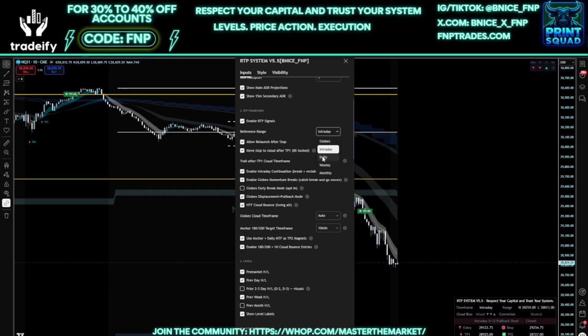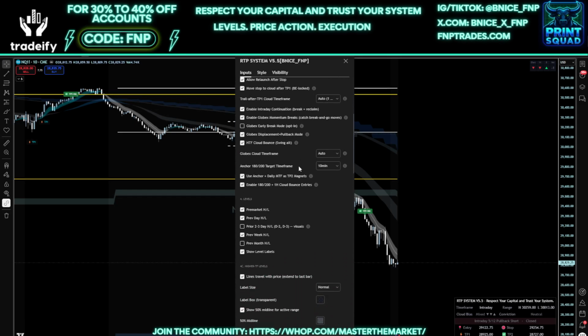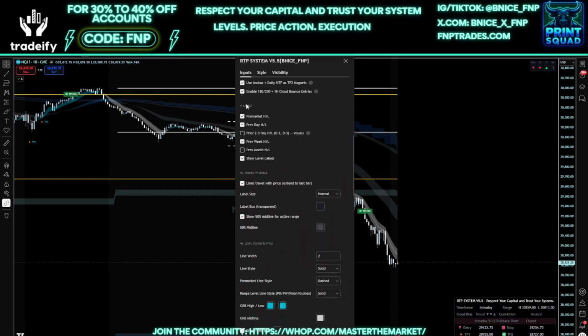So if we sweep a previous day low or a previous day high, it's going to give us a trade based off of the liquidity that was taken. And then we have guards in that help us get into these trades as well. Okay. And then from there, we have our key levels.